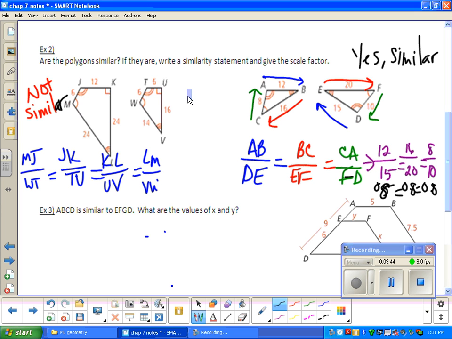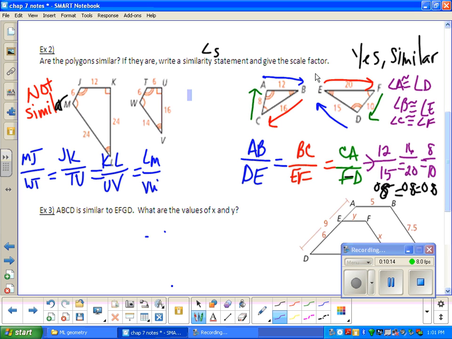So the next thing I want you to write is a similarity statement. And remember, the similarity statement is the angles. So I'm going to go ahead and write angle A is congruent to angle D, angle B is congruent to angle E, and angle C is congruent to angle F.